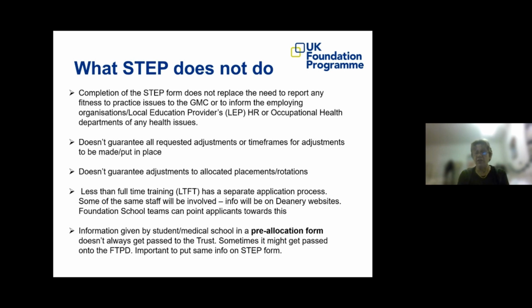And don't think that everything that is in a pre-allocation form will automatically get passed on to the trust. So you might have been pre-allocated to your foundation school, but that information will not necessarily be transferred to the trust. So if you've got things that you think would be important for your foundation programme director and your trust to know, then please put it on the STEP form. Duplication is better than not having it there at all. So as I say, it's better to be upfront and open about any challenges that you might have. Next slide, please.